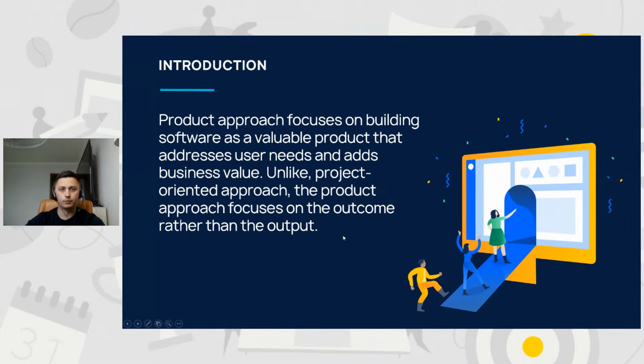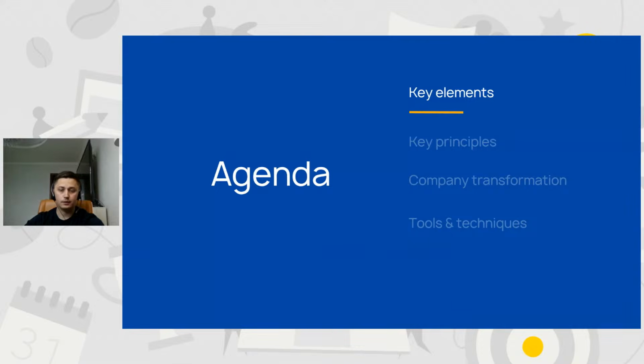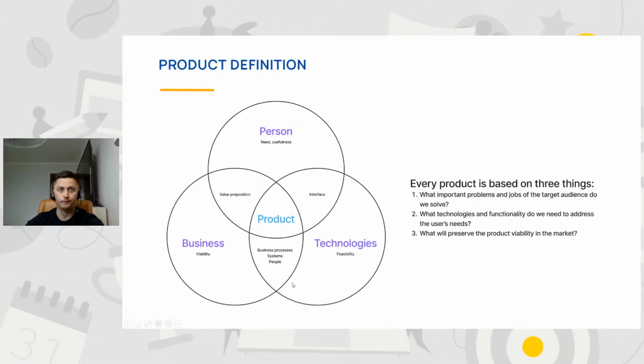The main idea of the product approach is that it focuses on building software as a product that addresses user needs and adds business value. If we compare it against the project-oriented approach, the product approach focuses on the outcome rather than the output. Within this presentation, I want to discuss with you key elements of the product approach, key principles, company transformation, and tools and techniques which will help you to integrate the product approach into software development.